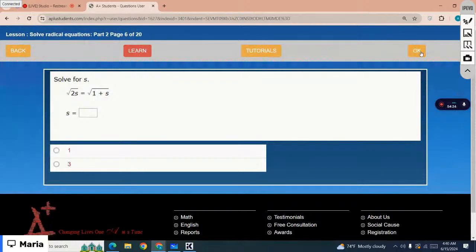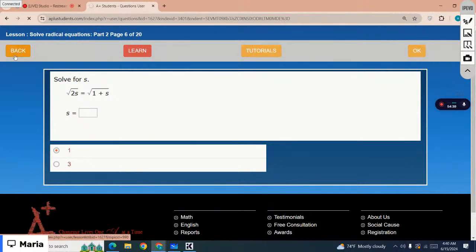2s equals square root of 1 plus 2. So which is the correct option? The correct option is 1. Okay, you can complete the lesson by yourself later today.